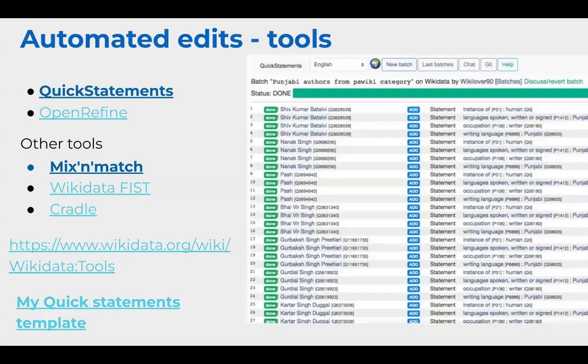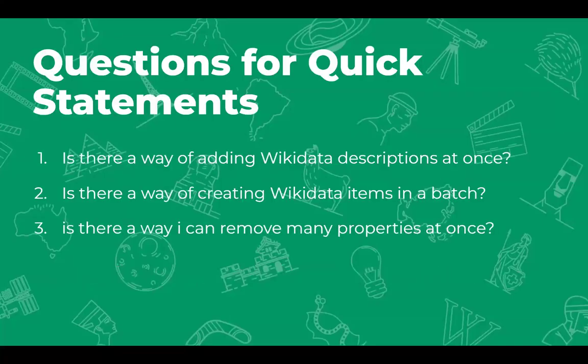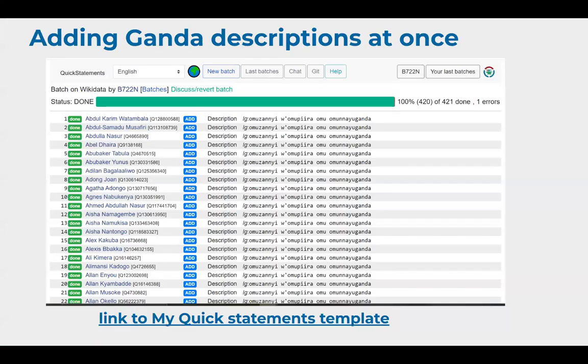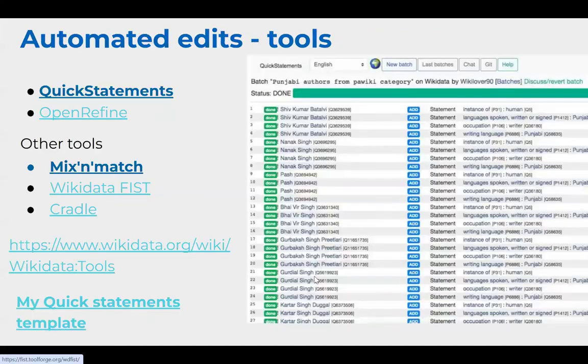Okay, thank you. So I was saying that another interesting tool is Quick Statements. It's really also powerful. It enables us to make quick edits. Say, for example, the questions that we can ask Quick Statements: is there a way of adding all descriptions at once? Is there a way of creating Wikidata items in a bunch? Or how can I remove or add many properties at once? For example, this was adding Uganda descriptions at once, meaning you need to know the IDs and also the description you want to add there.